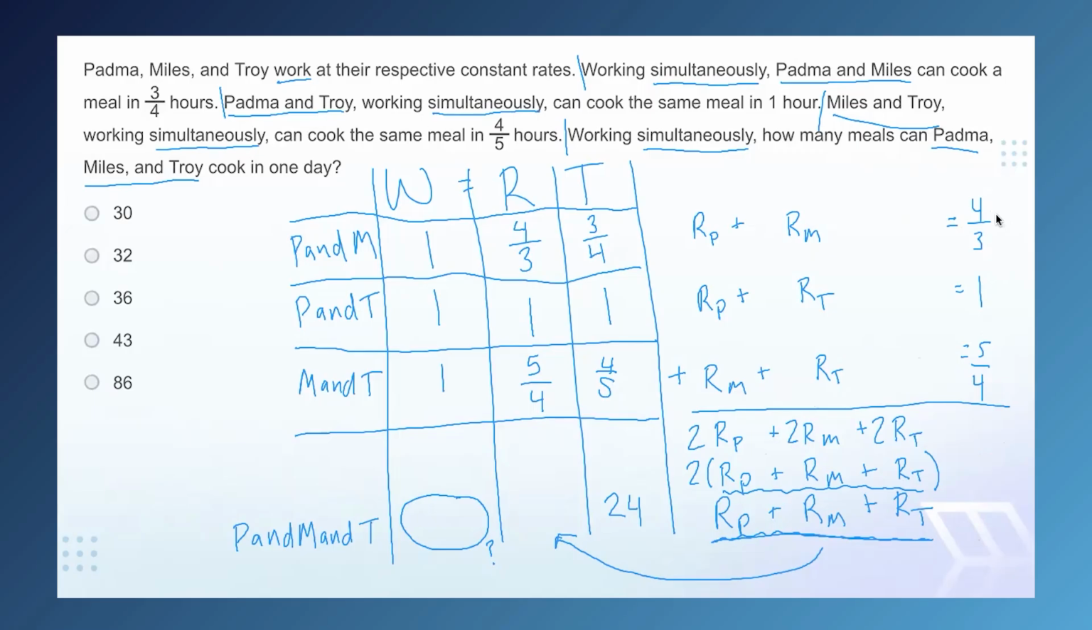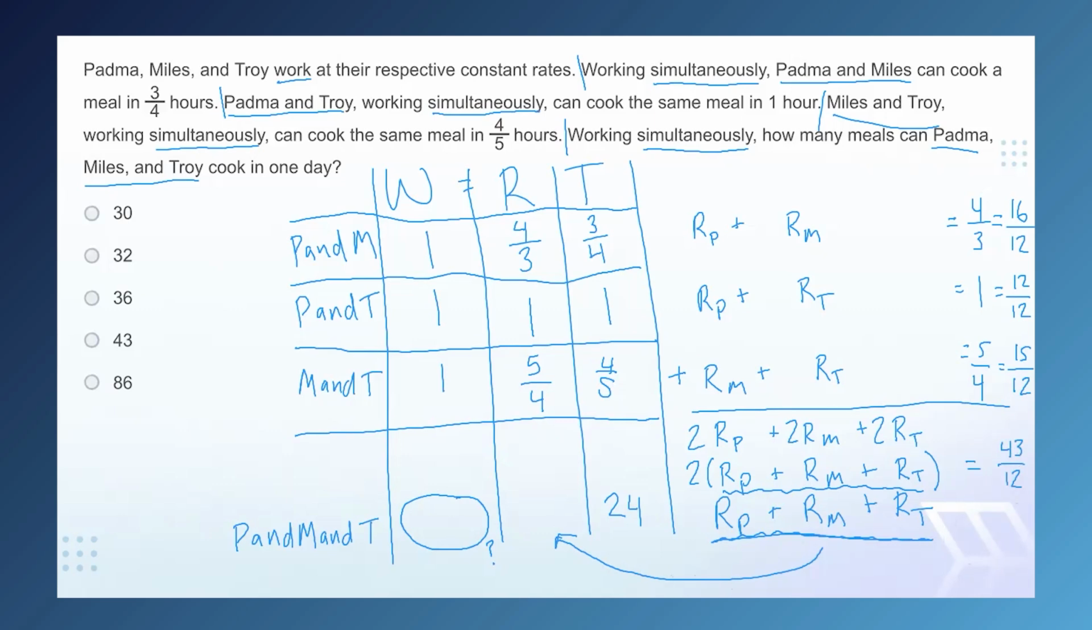All right, so to add these up, we're going to want to get a common denominator. So multiplying by 4/4 here is going to give us 16/12. Multiplying by 12/12 here is going to give us 12/12. And then multiplying by 3/3 here is going to give us 15/12. Adding those up, we are going to get 43/12.